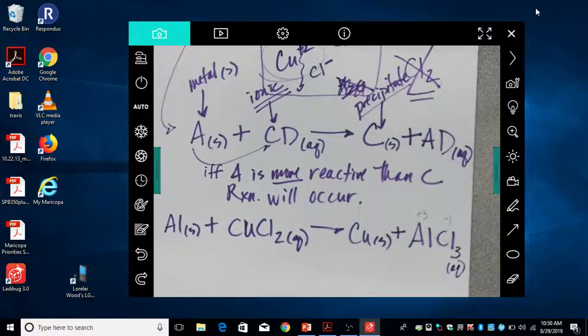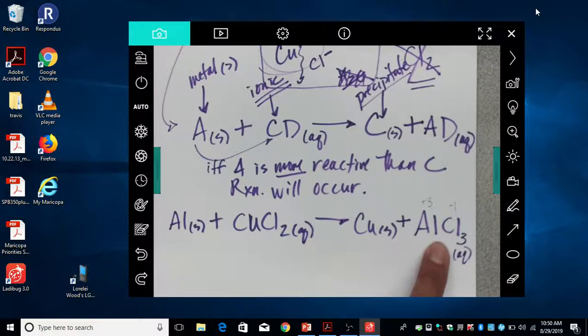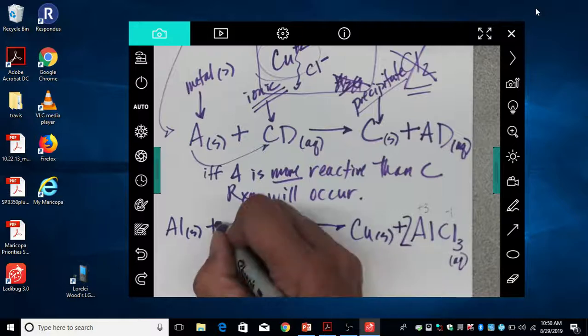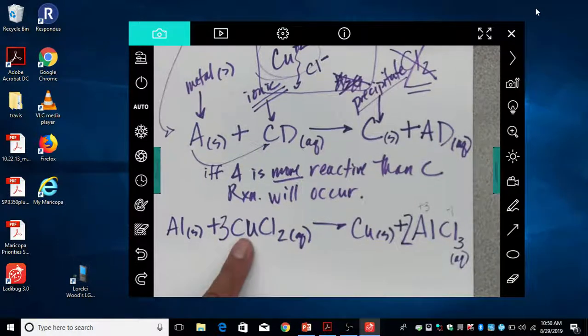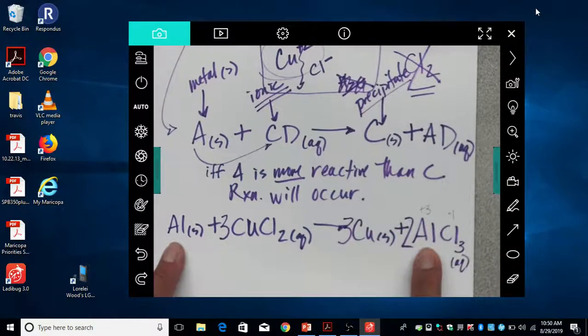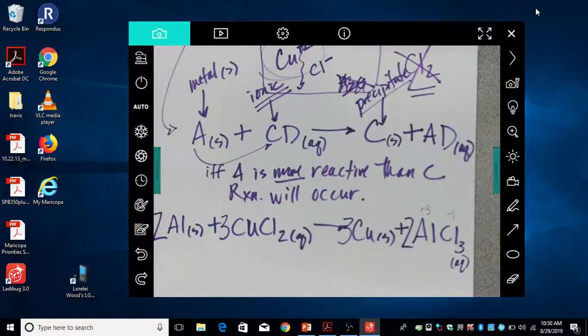Let's balance this puppy. Aluminums look pretty good, but we've got problems with copper. It's the 2-3 problem again. So what can I do with a 2-3 problem? Lowest whole number ratio? 6 on each side. How can I make 6 here? A 2. How can I make 6 here? 3. Now that messes up my copper, so I put a 3 there. And my aluminum I can fix by putting a 2 there. All right, so now we're good. So now that's the symbolic representation of what's going on.